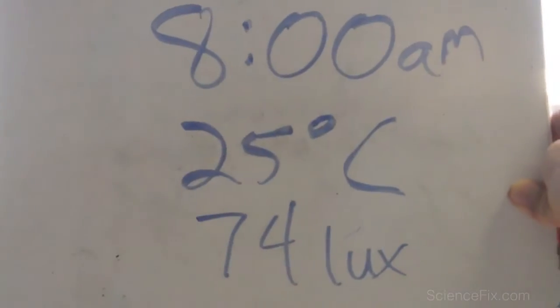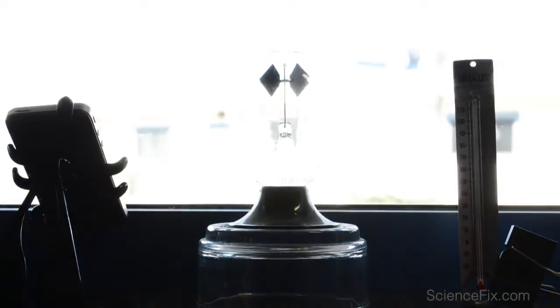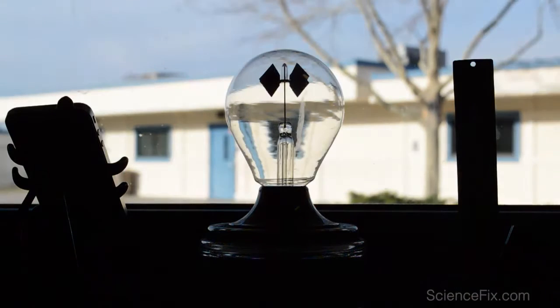We first see the radiometer at 8 a.m. The temperature is 25 degrees Celsius, and it's 74 lux of light. A lux is 1 lumen of light over a square meter, and there's no spinning.